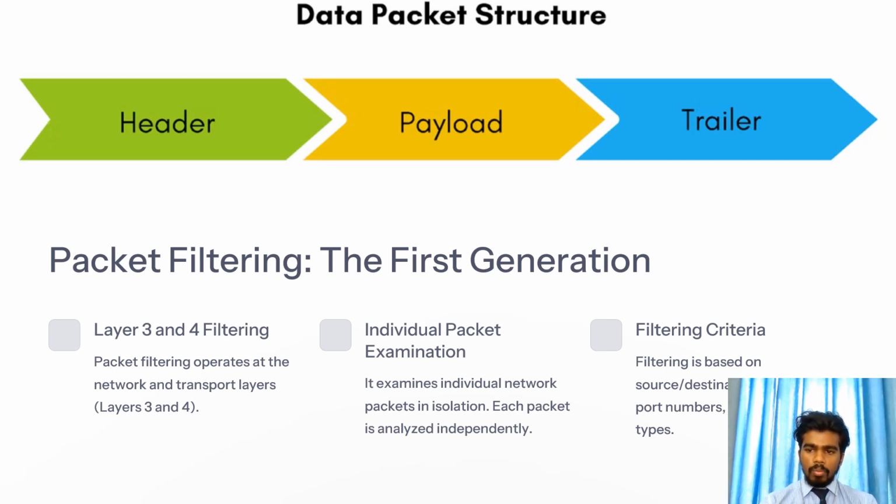doorman. A doorman only checks the ID of each visitor as they enter but doesn't remember if they have been here before. This is how a packet filtering firewall works. They look at each network packet in isolation without remembering past interactions.